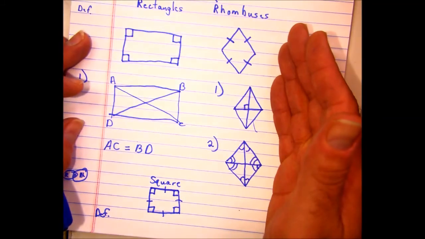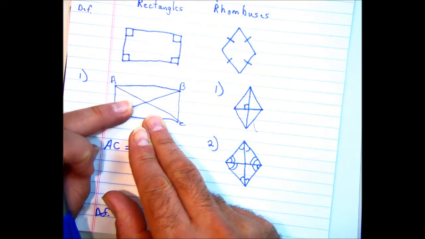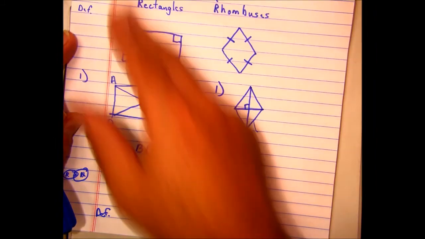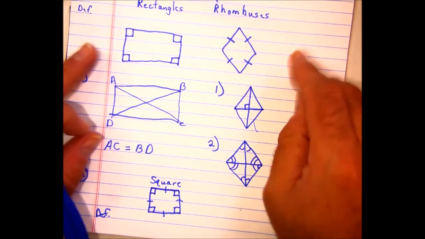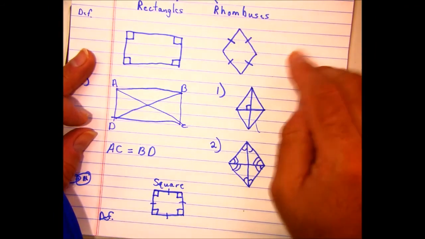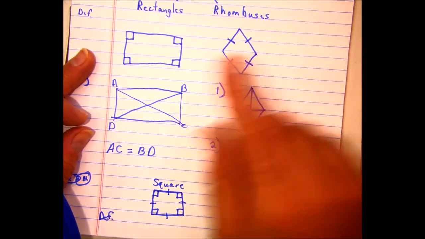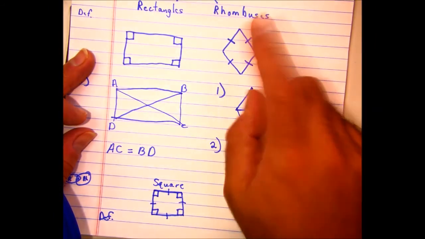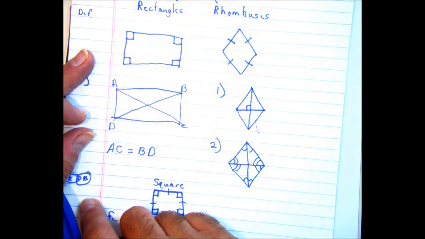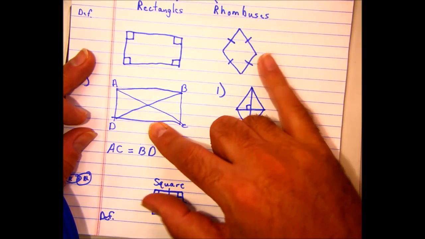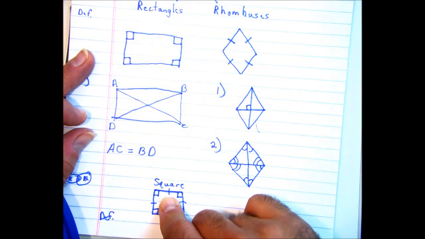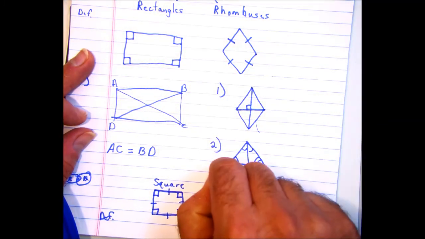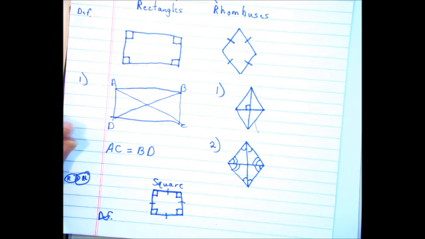Okay, so if you have a parallelogram where the diagonals are congruent, then we're talking about a rectangle. If you have a parallelogram where the diagonals are perpendicular, then you have a rhombus. If you have a parallelogram where all the sides are equal, then you have a rhombus. If you have a parallelogram that has all the sides equal and the diagonals are congruent, you don't just have a rhombus, you don't just have a rectangle, you now have a square because you have one from each. Okay? So that is how we determine.